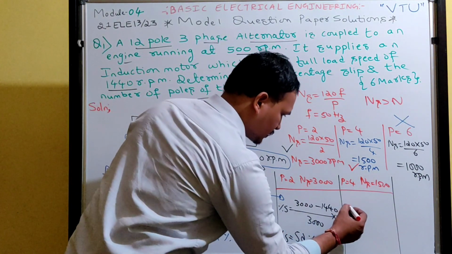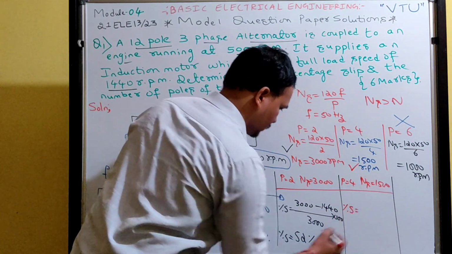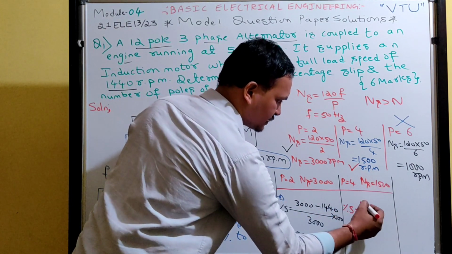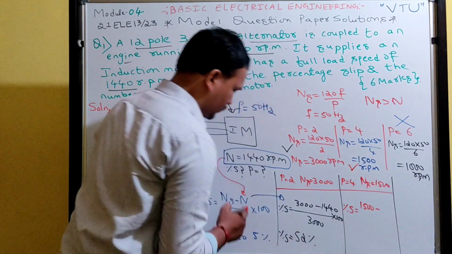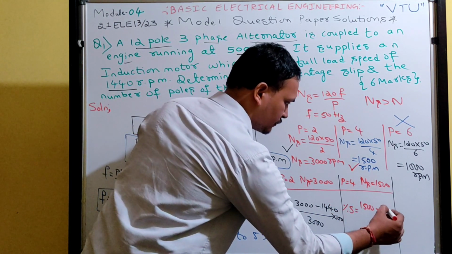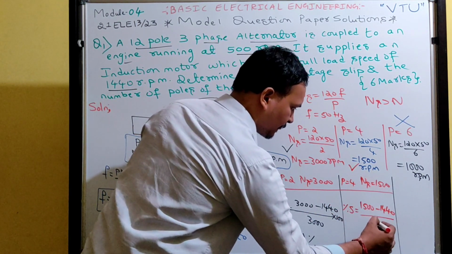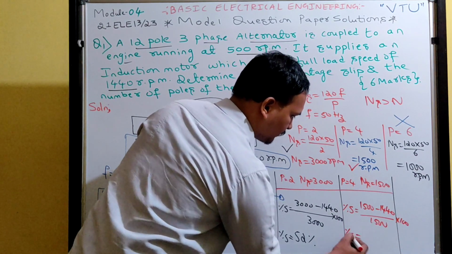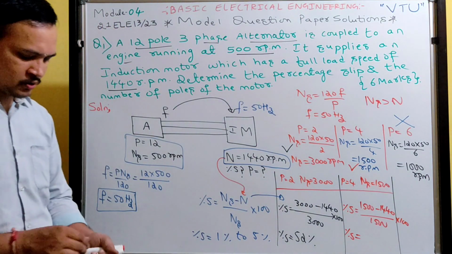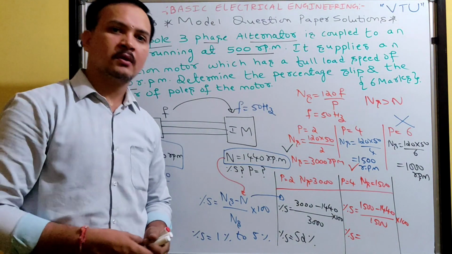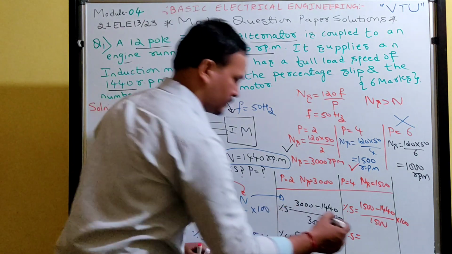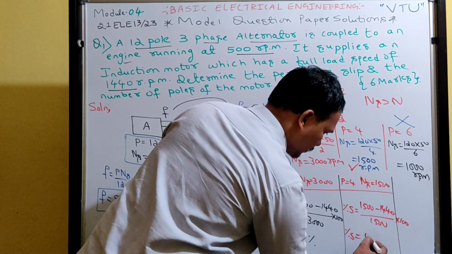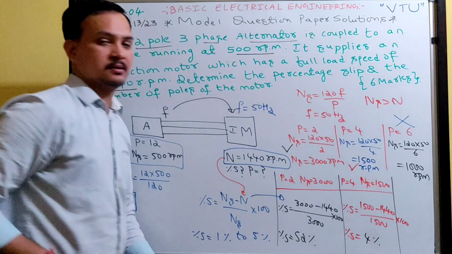Next, check for this one. Percentage slip is equal to Ns. For 4 poles, Ns is 1500 minus the value of N, 1440, divided by 1500, multiplied by 100. Okay, friends, do that calculation. How much are you getting? 4%. Excellent. Okay, slip is 4%.